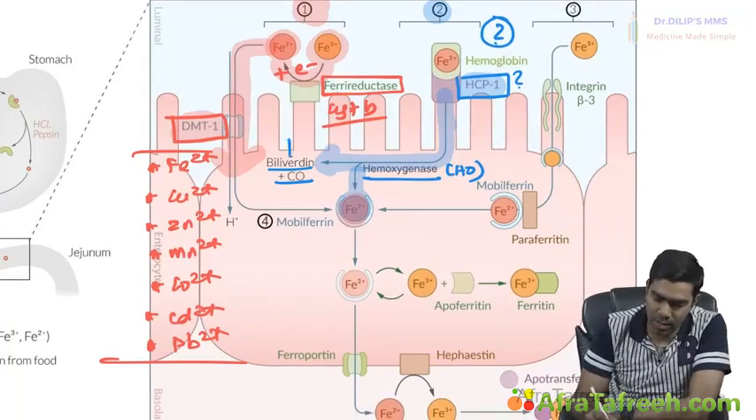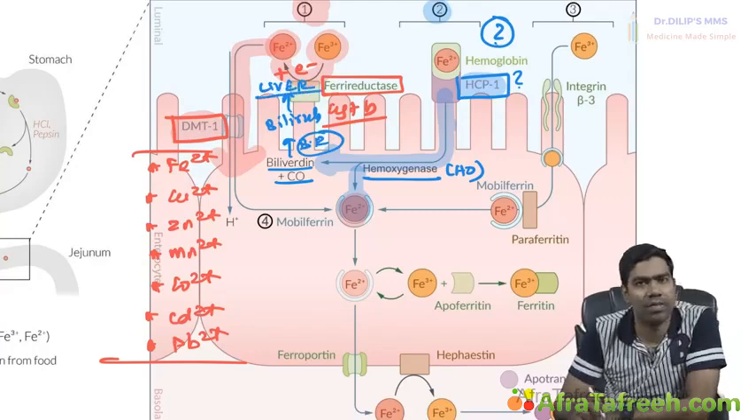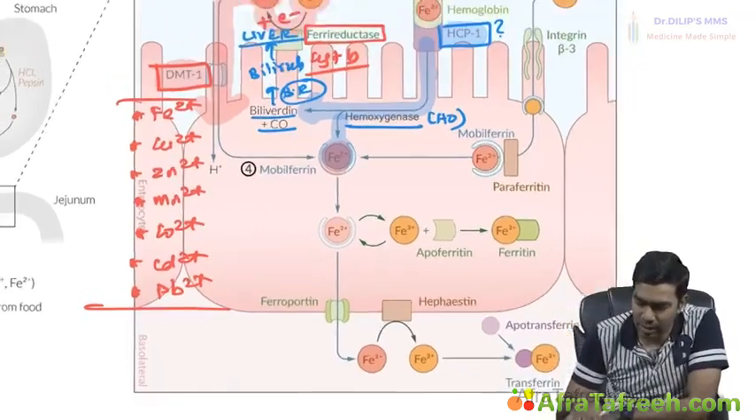And obviously this biliverdin will be further converted to bilirubin by an enzyme called biliverdin reductase, and this bilirubin will be further handled by the liver, which we see in the hepatology section. Okay, fine. So now there's a third source.